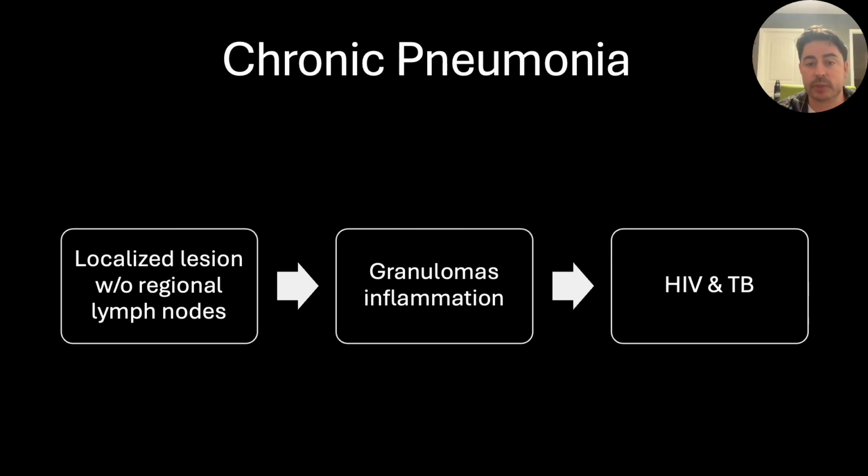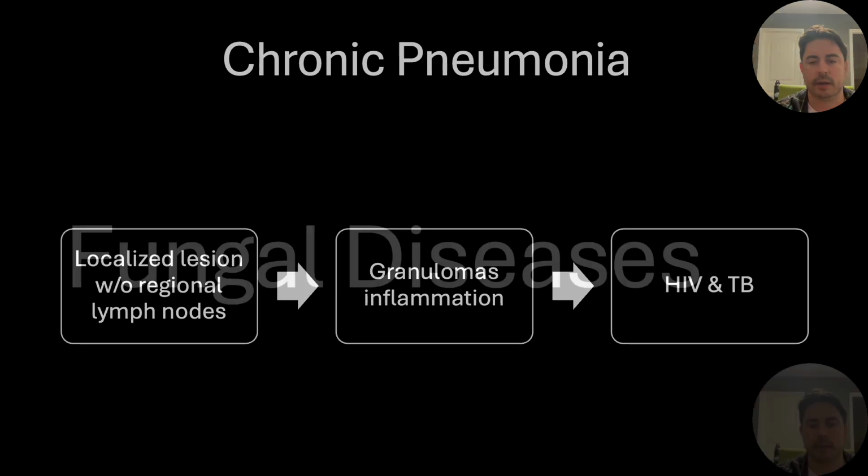And then you have patients with chronic pneumonia. We talked about this with patients with CF, but these are typically going to have localized lesions without regional lymph node involvement. They're going to have granuloma inflammation. These are tiny clusters of white blood cells and other tissues that start to show up. Typically, patients with CF, HIV, tuberculosis are more at risk for chronic pneumonia.